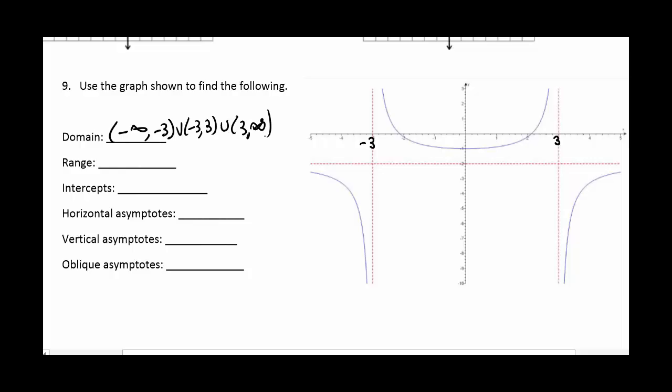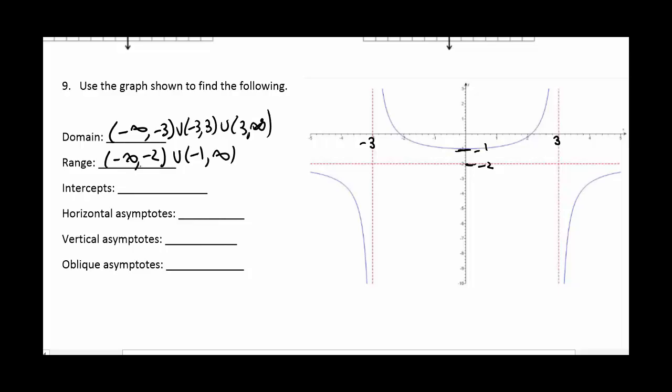Okay. As far as range goes, you can see that there's an asymptote that it's approaching at -2, and this curve actually doesn't go below -1. So my range is going to be anything from -infinity up till -2, and then since there's a missing section from -2 to -1, I'm not going to start my range back up again until -1 up to infinity.